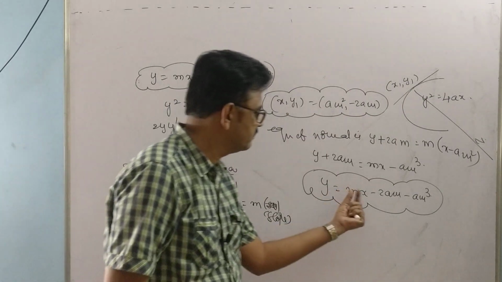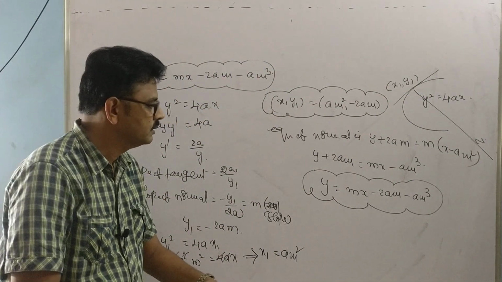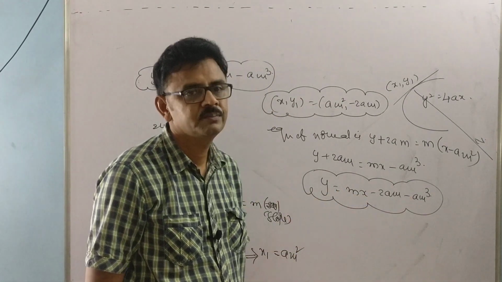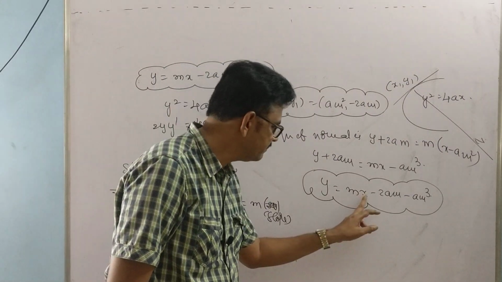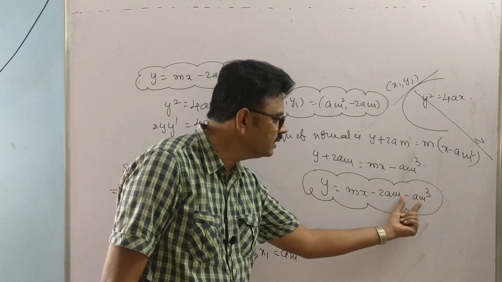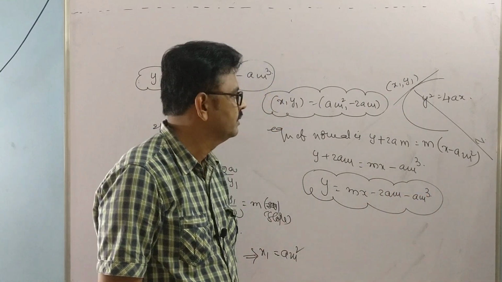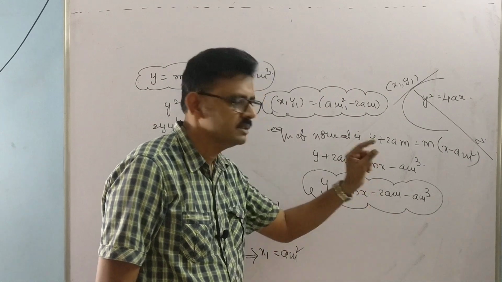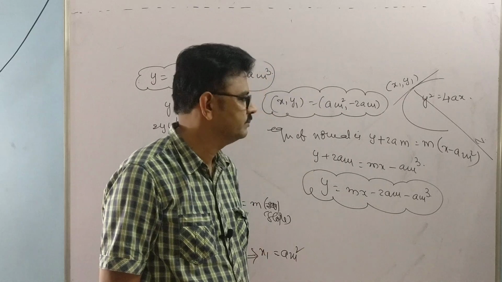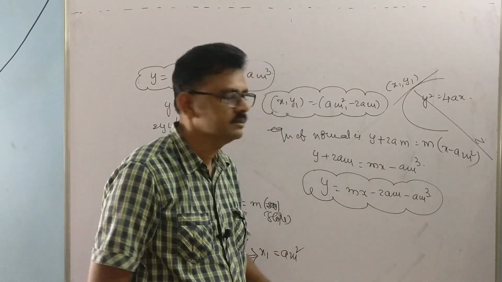So this is the equation of normal in slope form. Suppose it passes through the point 1 comma 2, that means in place of x write 1, in place of y write 2. Then you get a third degree equation in terms of m. Suppose you take y square equal to 8x, a is 2, and the normal passes through some point.